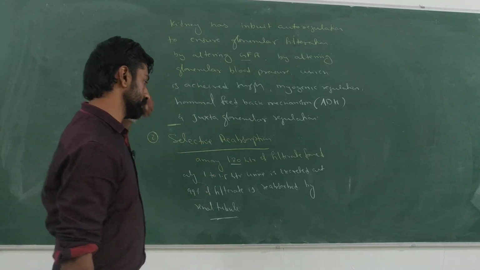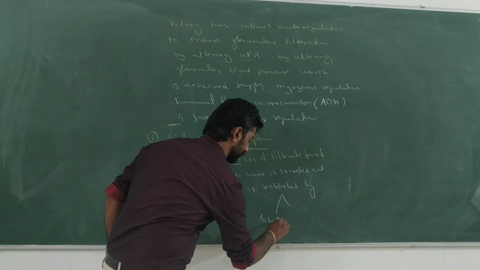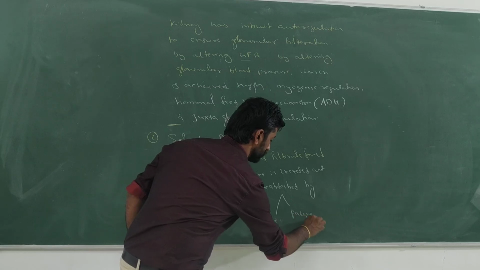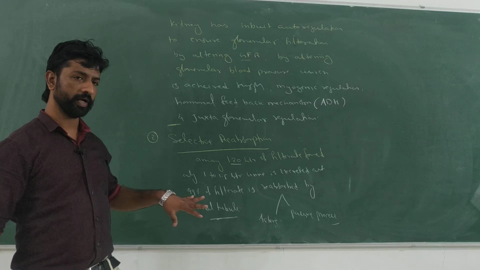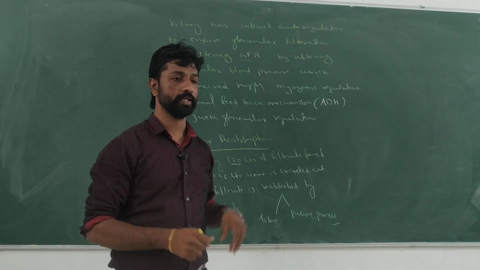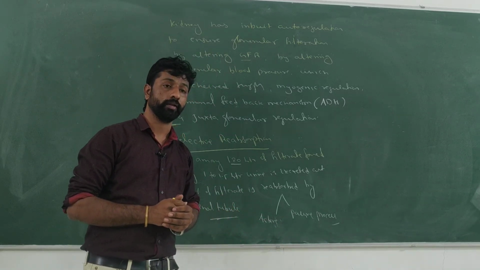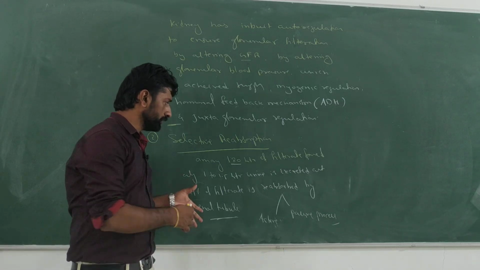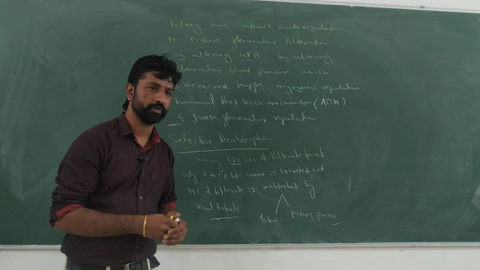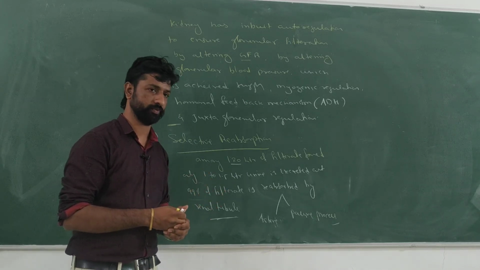How this absorption takes place means either by active or passive process. Either by active or passive process of absorption, the filtrate will be reabsorbed into the body. Otherwise, the person will suffer from dehydration, and that leads to death of that individual. Is it clear? So how exactly does selective reabsorption take place, and which part is involved in the absorption of what part of the filtrate? Let us discuss that now.